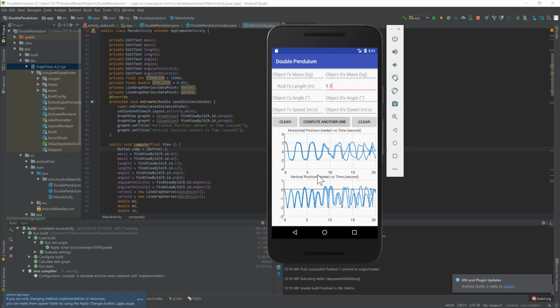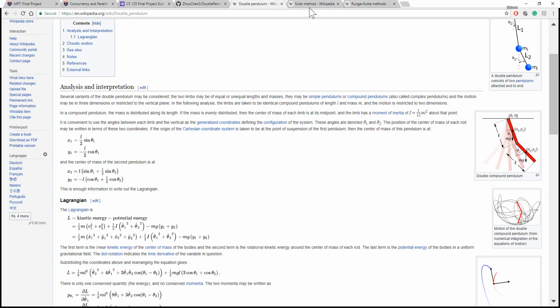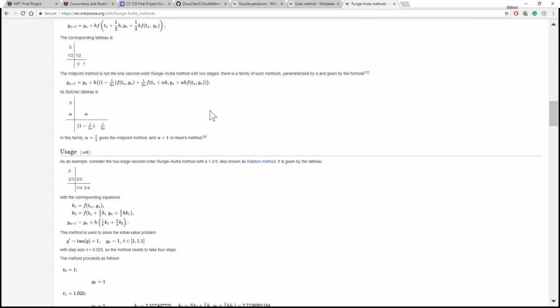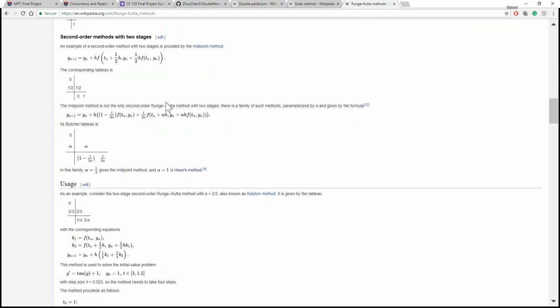Okay, so let me talk more about this. Initially, I implemented this double pendulum in Java because I didn't expect the final project to be an Android project. But my partner did a great job in transferring the code from Java to this Android project. Initially, we used a method to solve the differential equation called Euler's method, which just approximates the curve using several straight lines. As you can see here, the error is quite huge, and actually it's proportional to the third term of a Taylor polynomial.